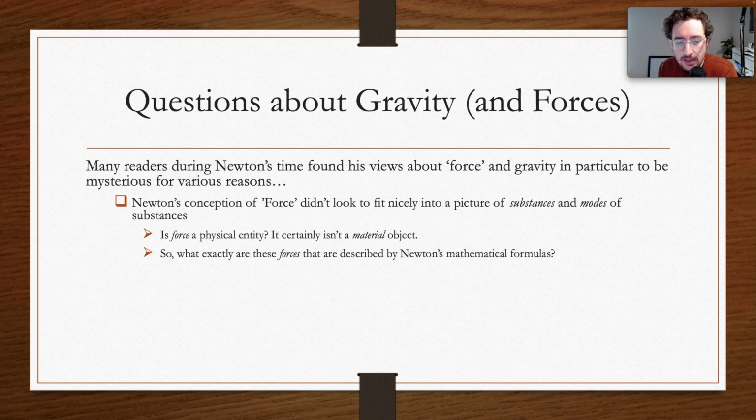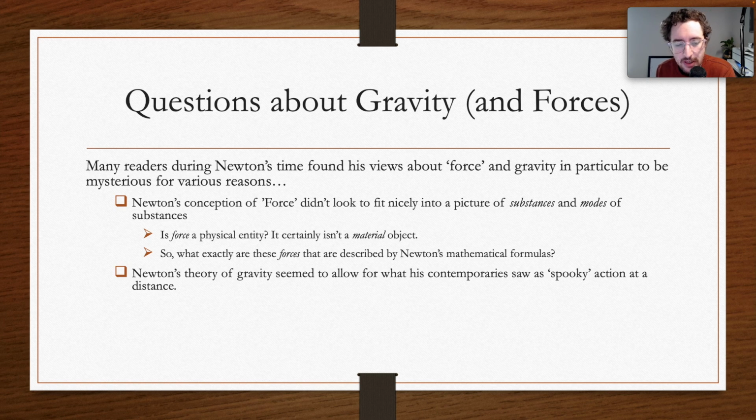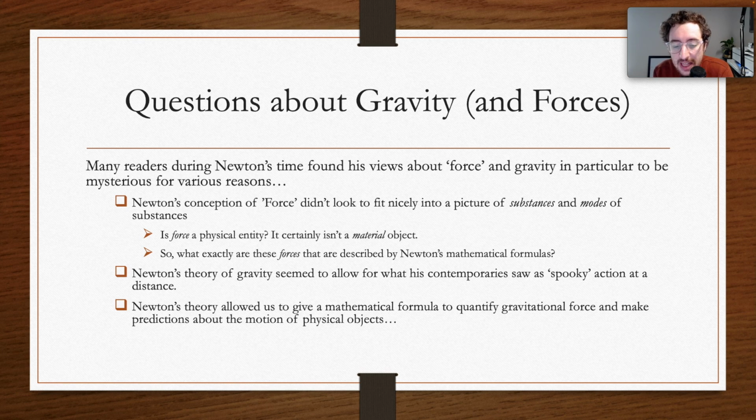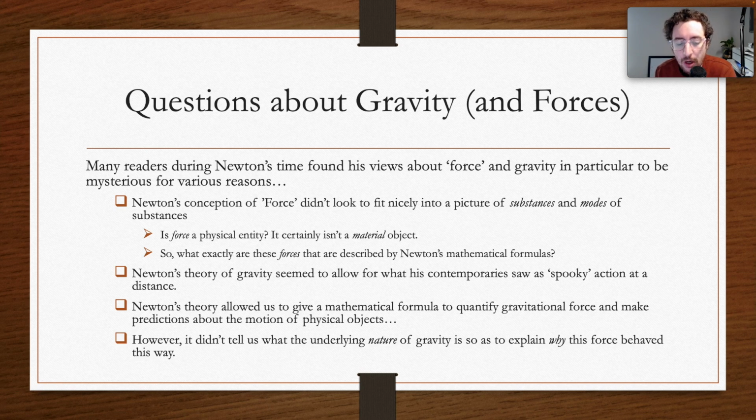force itself is. Another reason it was mysterious is that Newton's theory of gravity seemed to allow for what his contemporaries saw as spooky action at a distance. Newton's theory allows us to give a mathematical formula to quantify gravitational force and to make predictions about how physical objects are going to move. However, it doesn't tell us what the underlying nature of gravity is, so as to explain why this force behaves this way. So why does gravitational force obey the inverse square law rather than an inverse cube law, for instance?